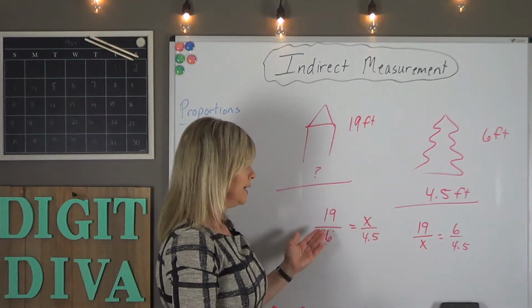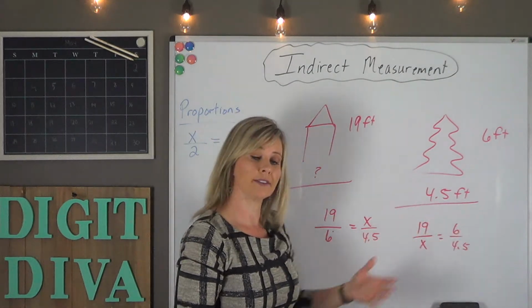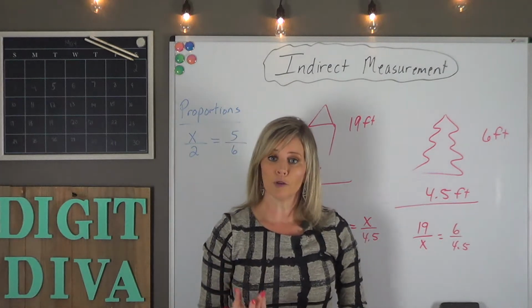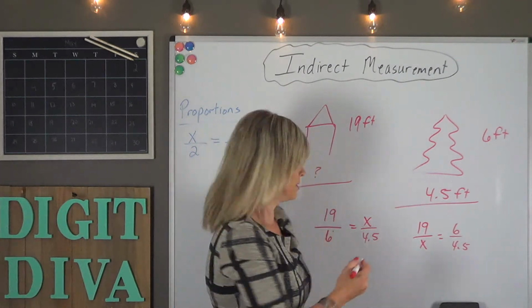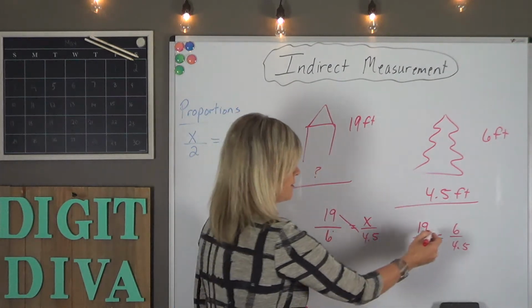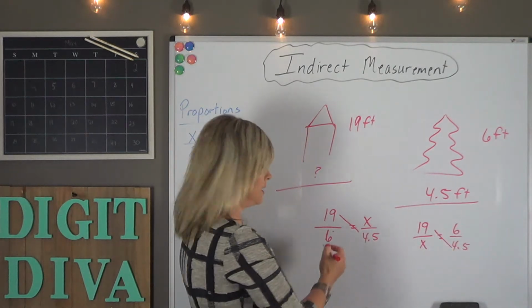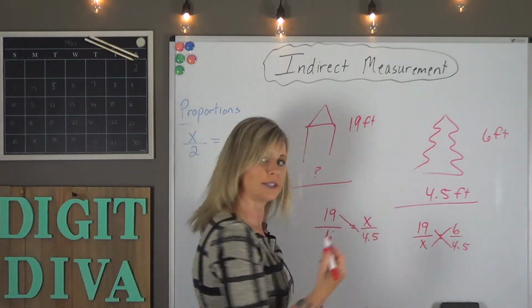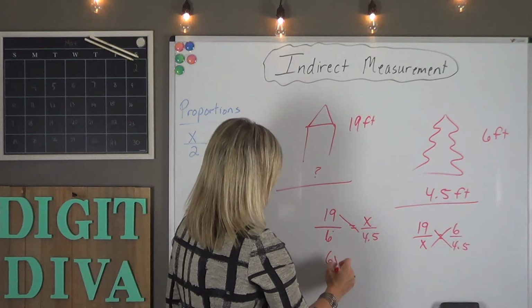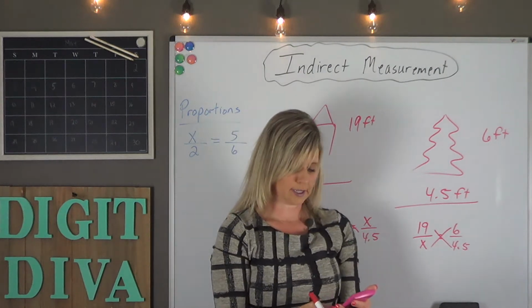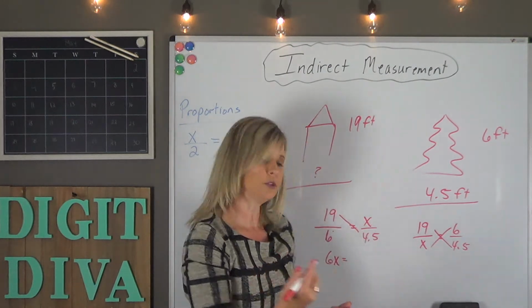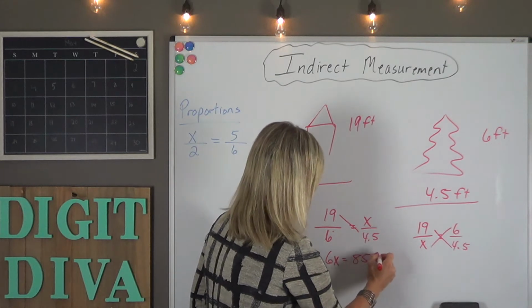So look, even though our fractions do not look exactly the same, we still end up multiplying the same numbers on the diagonals. 19 times 4 1/2, 6 times x, okay? So 6x is equal to 19 times 4 1/2, which is 85.5, okay?